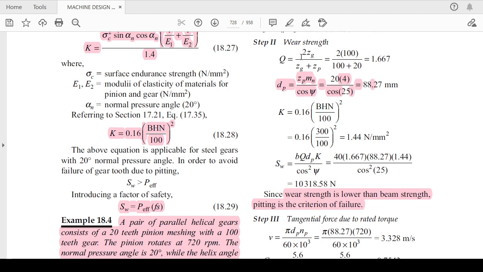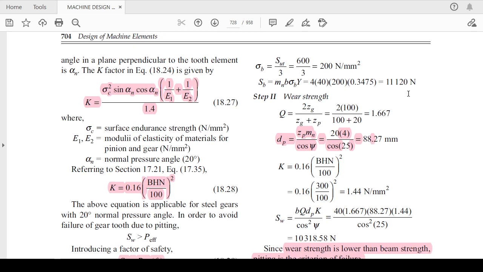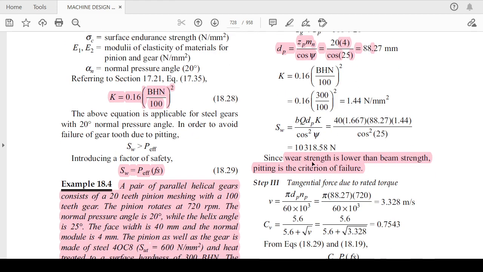Now Q, the factor Q is 2ZG divided by ZG plus ZP. If it is an internal gear, then you can keep ZG minus ZP in this calculation, as you have seen before as well. So this Q you will calculate, Q is known now, dp you have calculated, K is known now. So all the factors are known. Then you can calculate the value of wear strength, which is 10318.58, while the beam strength is 11120. Means since the wear strength is lower than the beam strength, pitting or wear is the criterion for the failure.